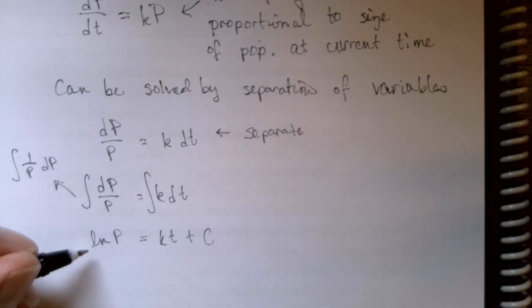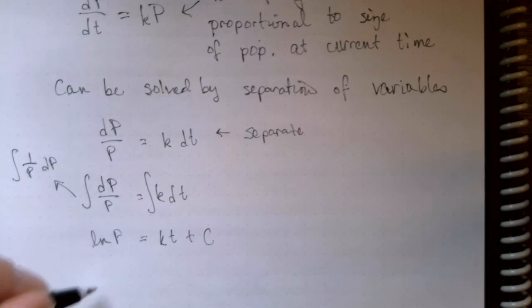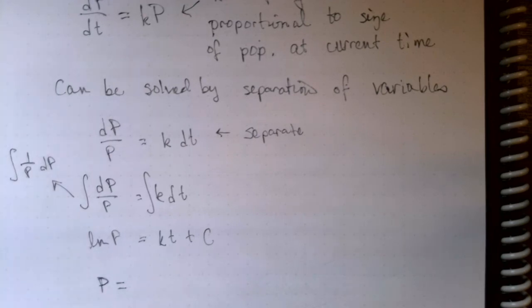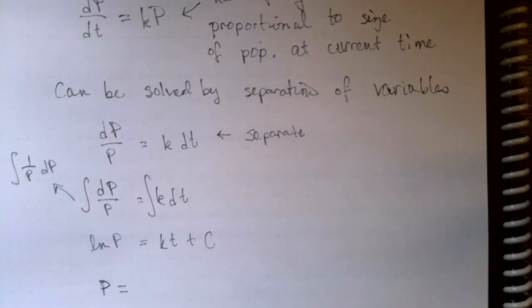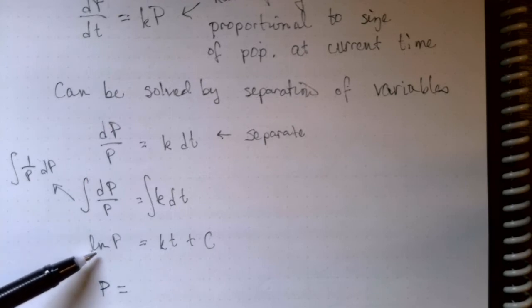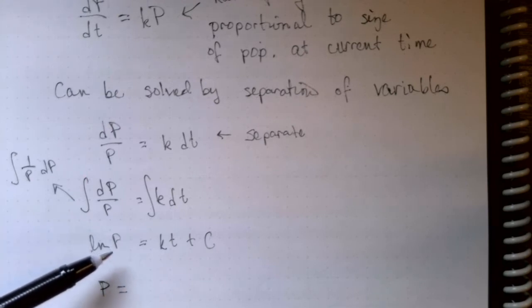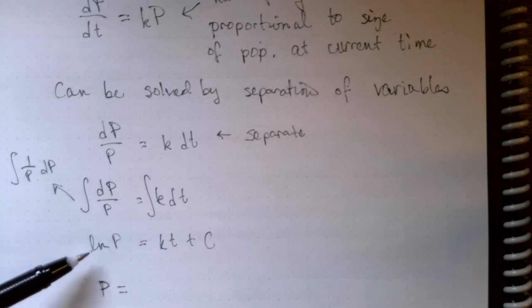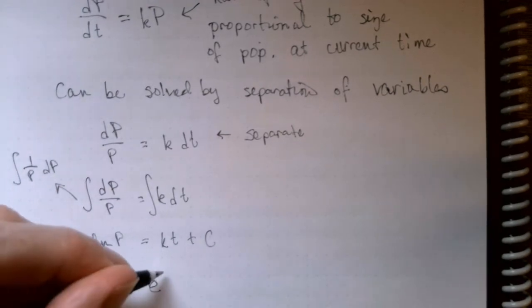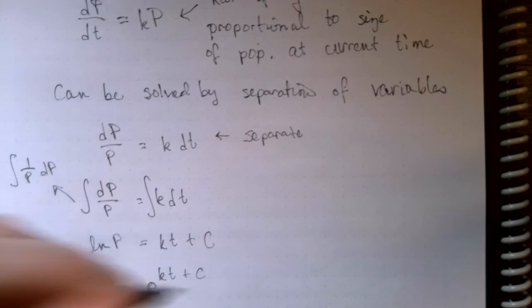Now I want an expression for p as a function of t. In other words, I want to write p equals, and then over here I want to have an expression that depends only on t. Over here I've got ln of p, and to get rid of the ln, I'm going to use the exponential function. So if I do that over here, I'll have this.